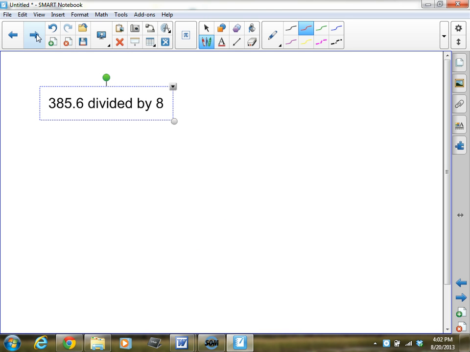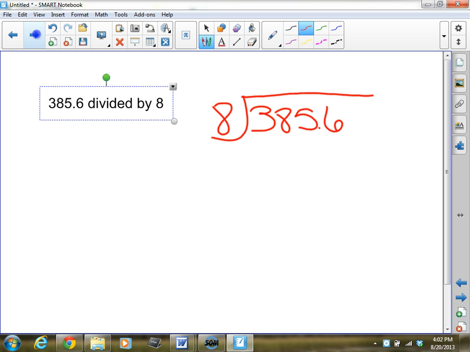Let's try another one. We're going to do a few practice problems here, just so you guys get the hang of how this works. I have 385 and 6/10 divided by 8. Another pretty simple one because it only has a 1-digit number right there. 8 goes into 38 4 times because 8 times 4 is 32. Can't go in again, that would make it too big. So 38 minus 32 is 6.